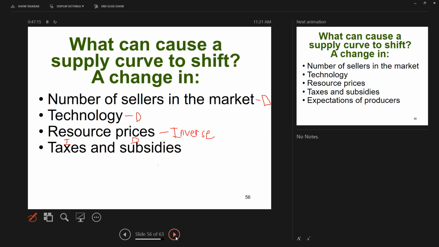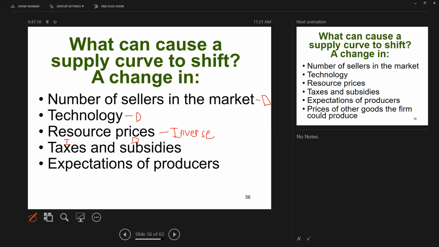The next thing we have here is expectations of producers. Okay, here we're going to put common sense here. If you were a gasoline producer and you had gasoline in tanks at the facility, and you thought that there was going to be a war in the Middle East and that next week gas prices were going to double, what would you do? Would you sell that gas or hold it?